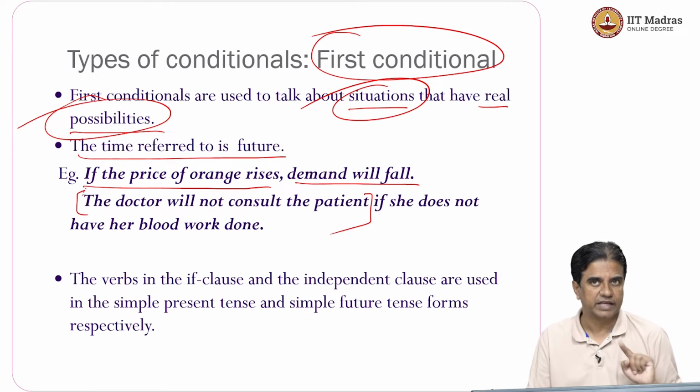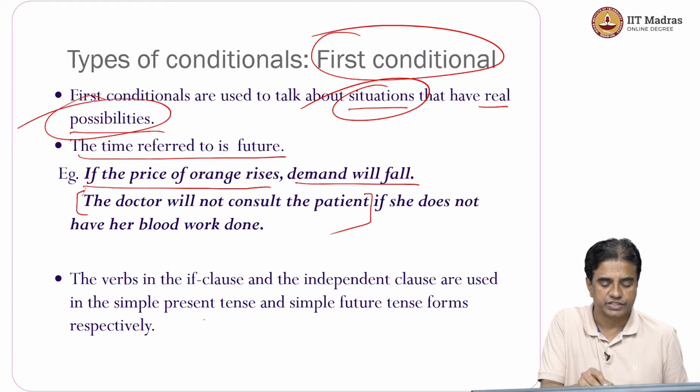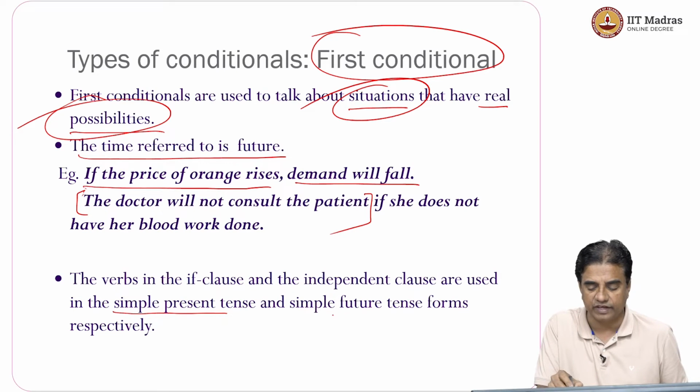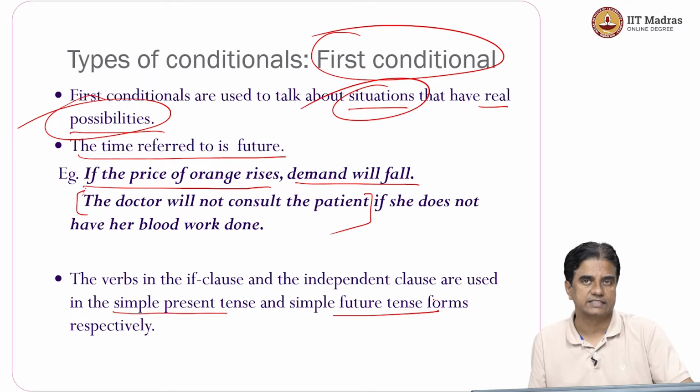And if you pay attention to the structure, the if clause and the independent clause are not both in simple present tense, so one is simple present, one is future tense. You can check which clause is in future and which clause is in simple present tense. To give you the answer to that, the main clause will always remain in future because the main clause is going to talk about possibility if the condition meets.